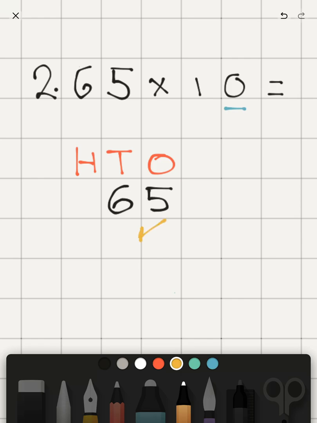So that means we have to move everything 1 place. So we're making it bigger because it's timesing. So we're moving it 1 place to the left. So our 5 moves from the 1 column into the tens column. Our 6 moves from the tens column into the hundreds column. And then here, just like we did on the last one, we need to put a placeholder of a 0 because we can't just have an empty column. So 65 times 10 equals 650.